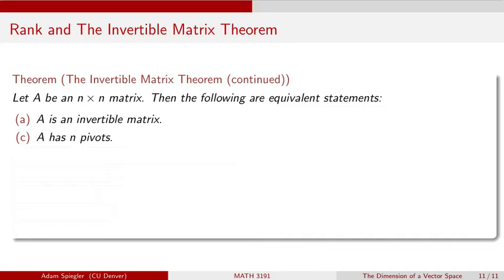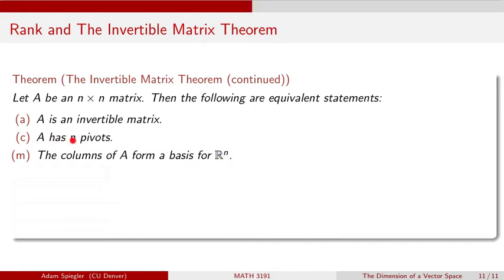So the first additional statement that we can add, which is going to be equivalent to all of the other statements in the invertible matrix theorem, would be that the columns of matrix A form a basis for Rn. And so if A is an n by n matrix, recall that the column space of matrix A is going to be a subspace of R to the number of columns, which would be n. So the column space of matrix A is a subspace of Rn.